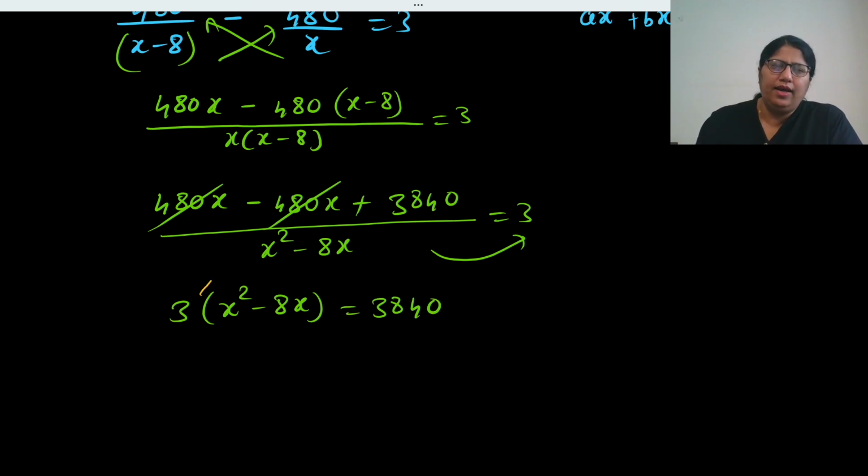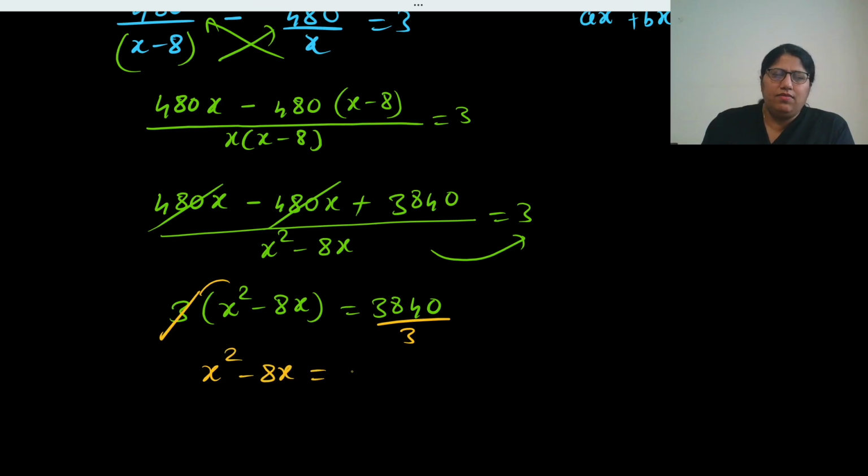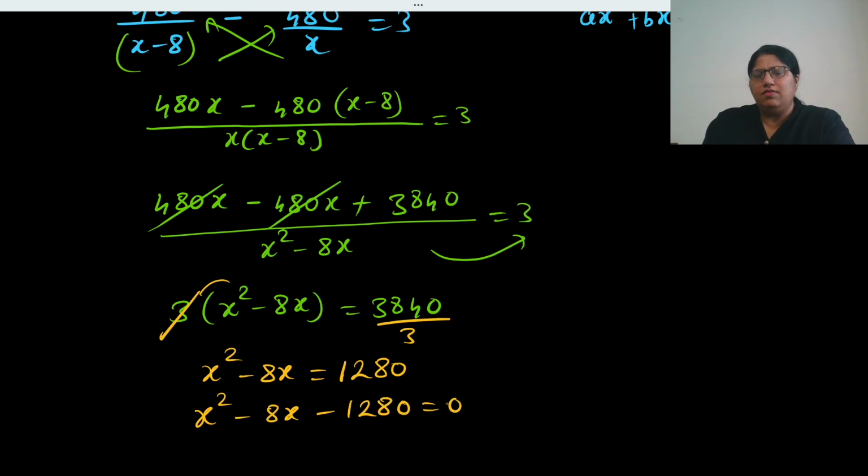Right, again open the bracket. Now can I divide this by 3 here? Yes, it's divisible by 3. So I can divide by 3 to get the simplest form of the equation, because 3 can divide 3840, as the sum of digits is coming to 15. So x square minus 8x equals, 3 ones are 3, 3 twos are 6, 3 eights are 24, so 1280. So you are getting x square minus 8x minus 1280 equals 0.